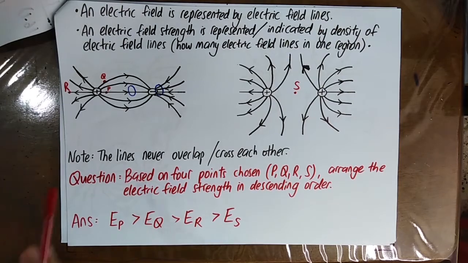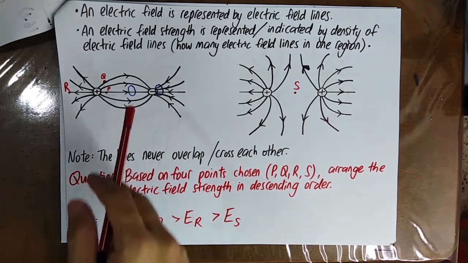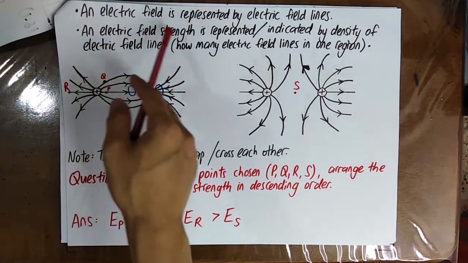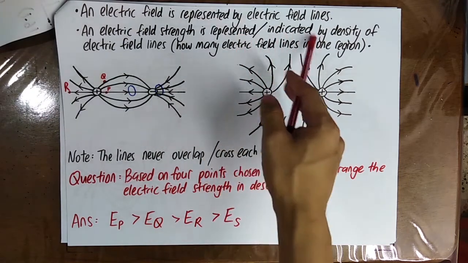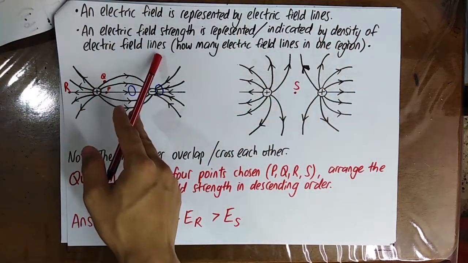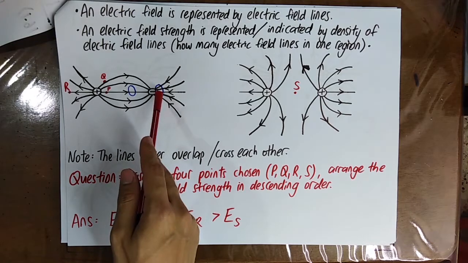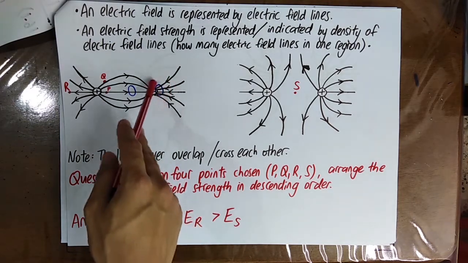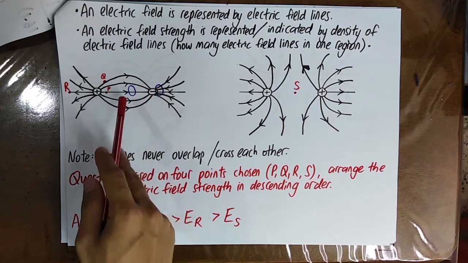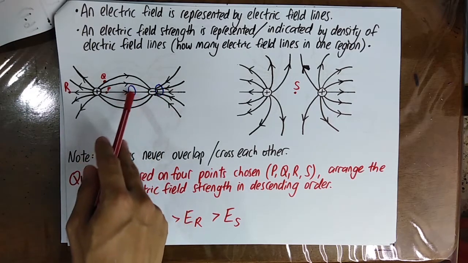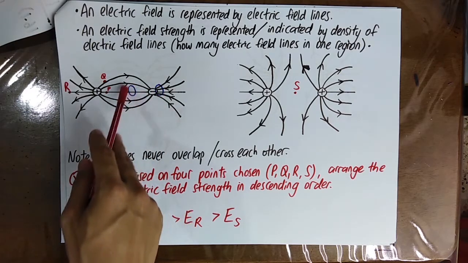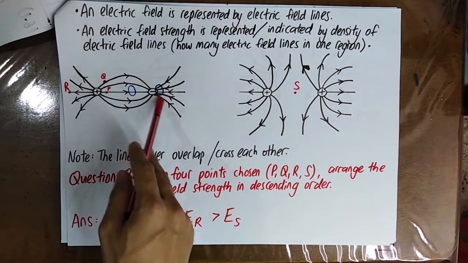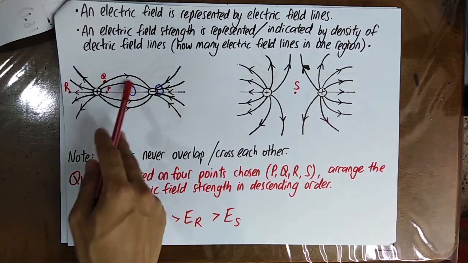Okay, in the chapter on electrostatics, you learned that the electric field strength can be represented by the density of electric field lines in that region. That means, for example, you choose this region, you know that there are a lot of electric field lines here. If you choose this region, you know that there are very few electric field lines here. So you can say that the electric field strength here is greater than here.